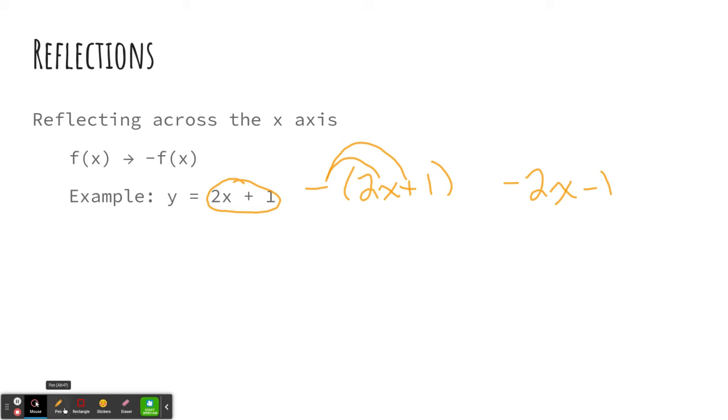It's important to remember that you're distributing to everything. So it's not just a negative thrown out front, the negative gets distributed in.